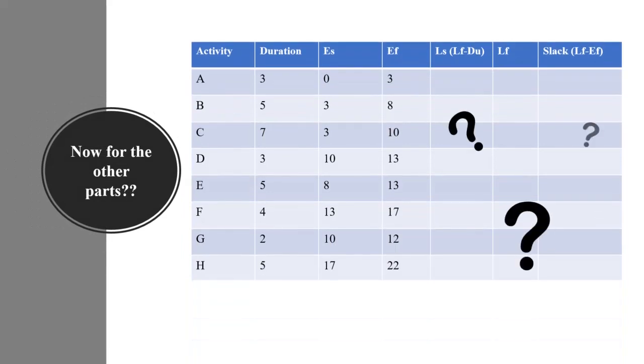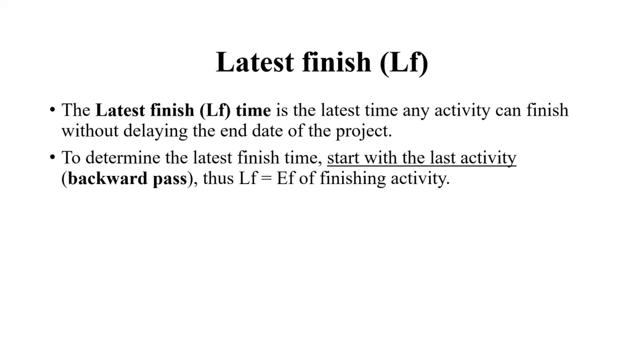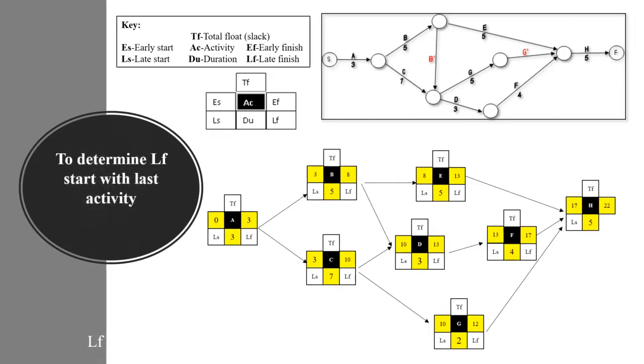Now for late start, late finish, and slack. How do we calculate these? Let's find out. Latest finish. That's the latest time any activity can finish without delaying the end date of the project. To determine the latest finish, we start with the last activity, and that procedure is called the backward pass. So latest finish for the last activity will be equal to the early finish of that activity. So for H, 22 is the early finish time, and so that becomes the late finish time as well.